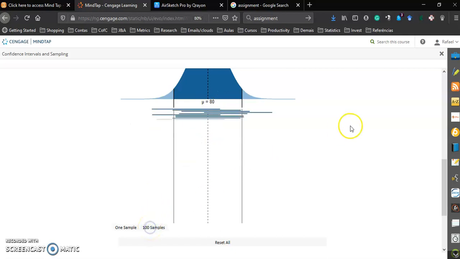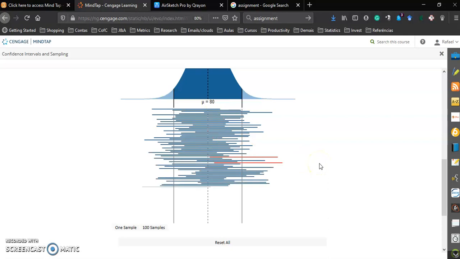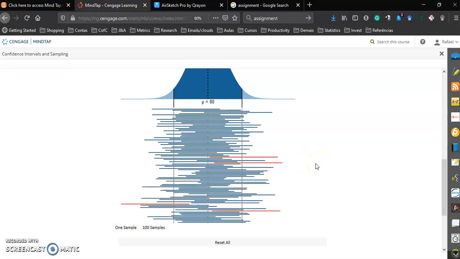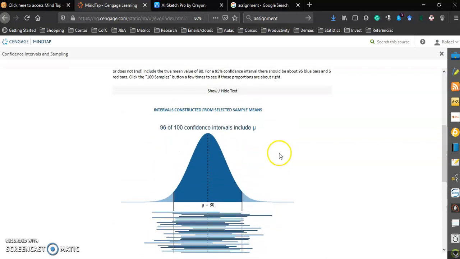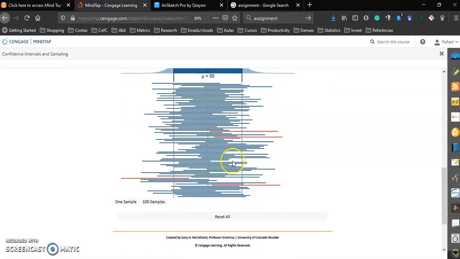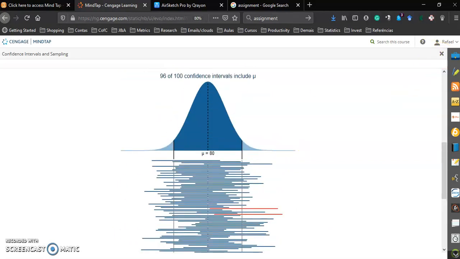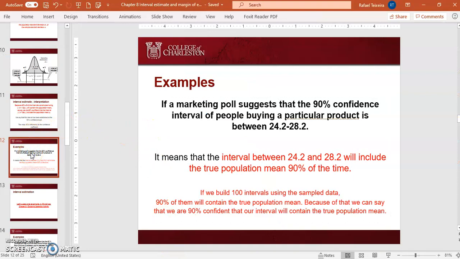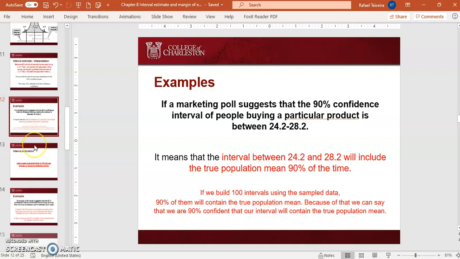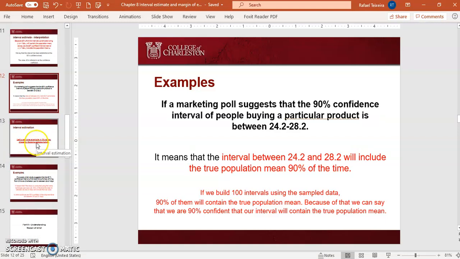Let's take a look at what happens if we have 100 samples. This is a simulation. If we have 100 samples, 4 of them do not include the true population mean. So in 96 of them, which is more than 95, our sample includes the true population mean. So this is the idea for building intervals. We don't know what the true population value of something is, and we want to estimate it and be confident at a certain level that our interval contains the true population mean. Okay, so this is what we are doing.